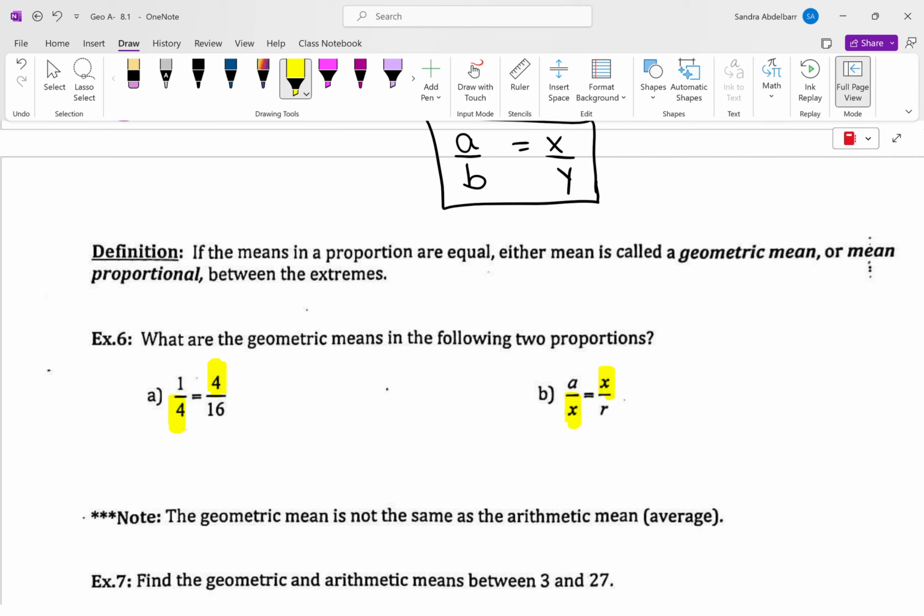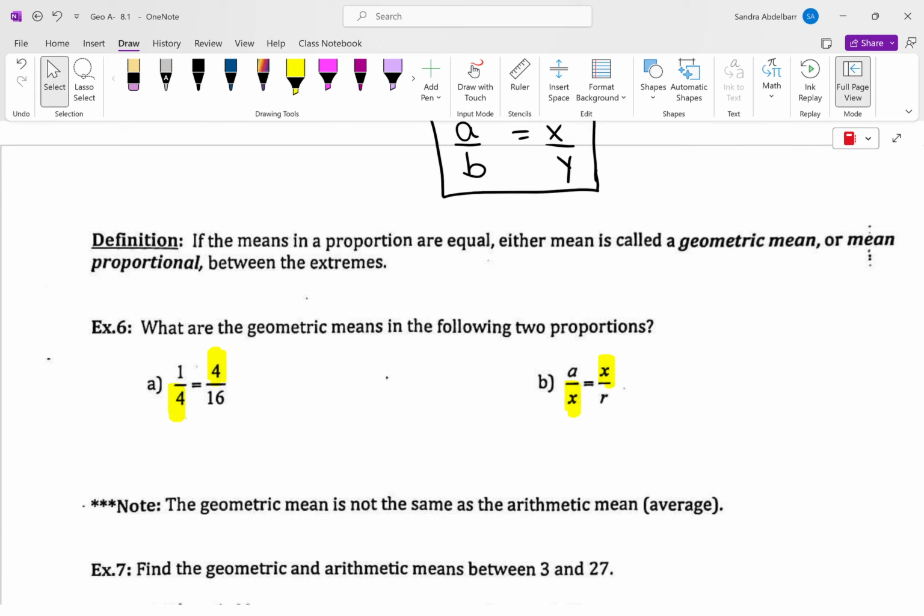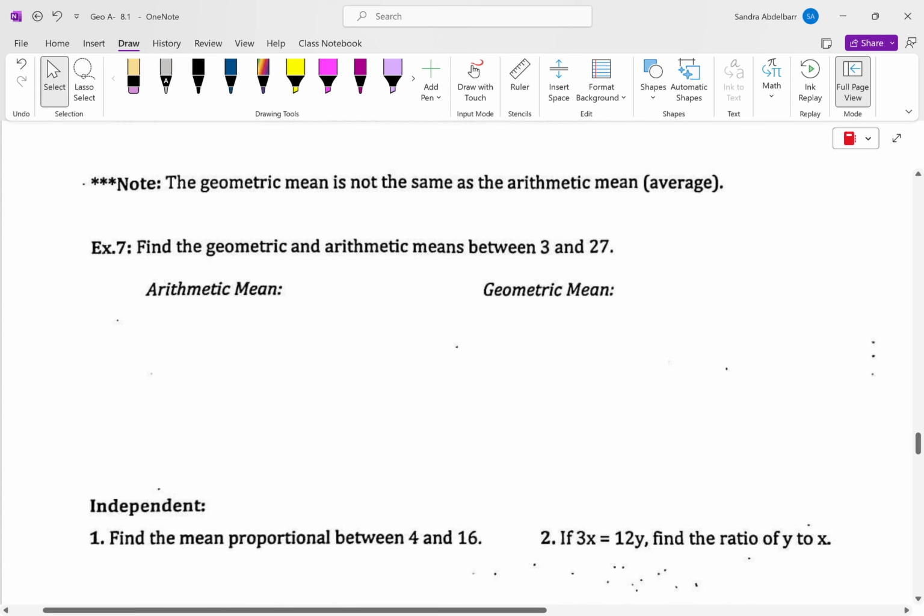In letter B, we don't know what it is, but we've represented it with the same letter, right? As long as it's the same variable, it represents the same number. All right, so find the geometric and the arithmetic mean between 3 and 27.